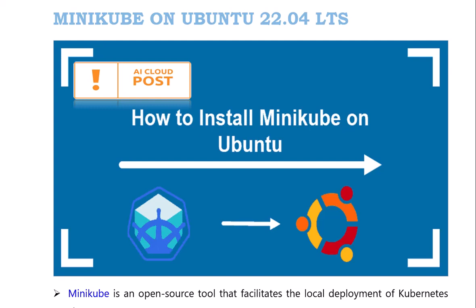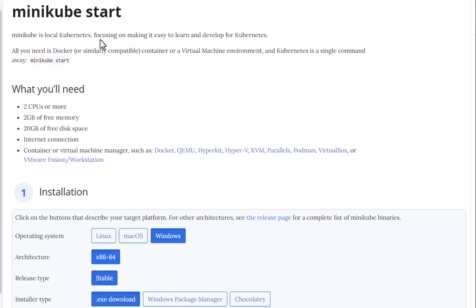Hello, today's topic is Minikube installation on Ubuntu. Actually, Minikube is a single node Kubernetes cluster. This can be installed on any Unix flavored machines like Linux, Ubuntu, and also on Windows, Mac OS and so on. So let's see an example. This is the official site actually.